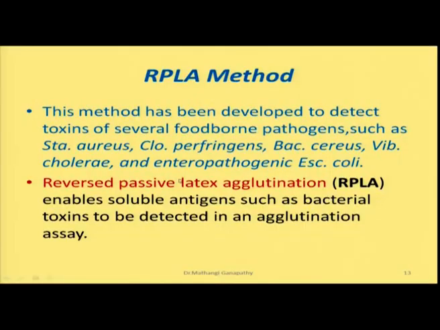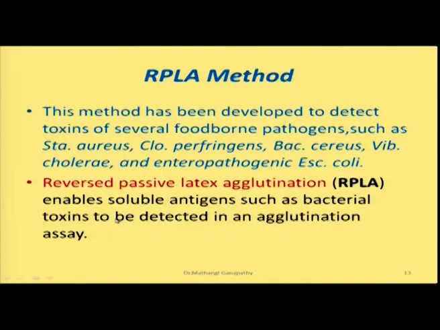The RPLA method, or reversed passive latex agglutination method. This has actually been developed to detect the toxins of several foodborne pathogens like Staphylococcus aureus, Clostridium perfringens, Bacillus cereus, etc. So, here with RPLA, we are not detecting the microbe, but we are going to detect the presence of microbial toxin. Here, soluble antigens such as the bacterial toxins will agglutinate in the presence of suitable antibody. That is what we are trying to do here.